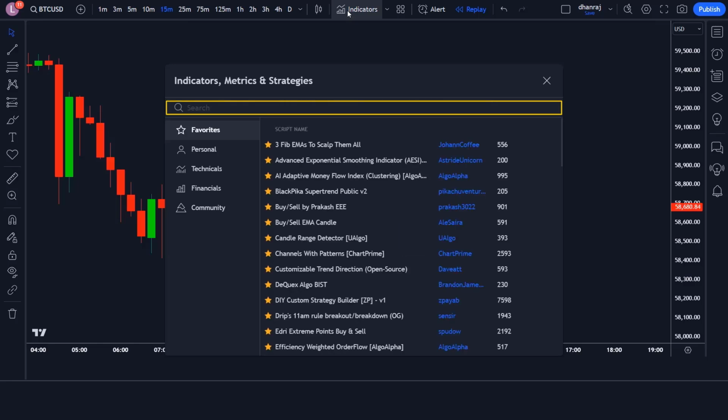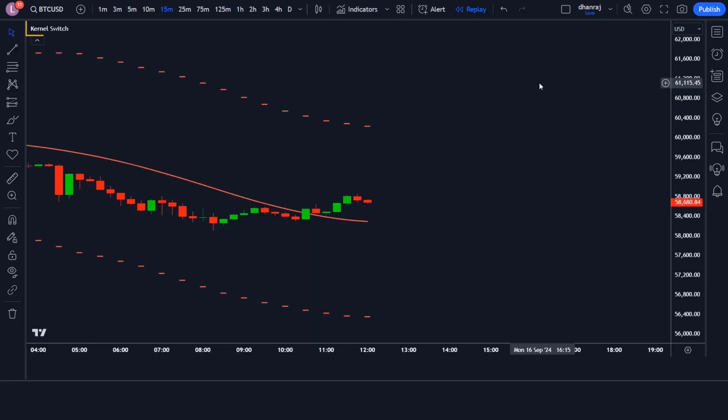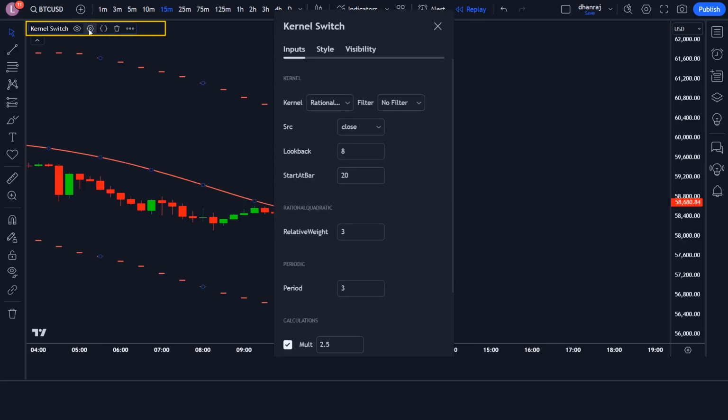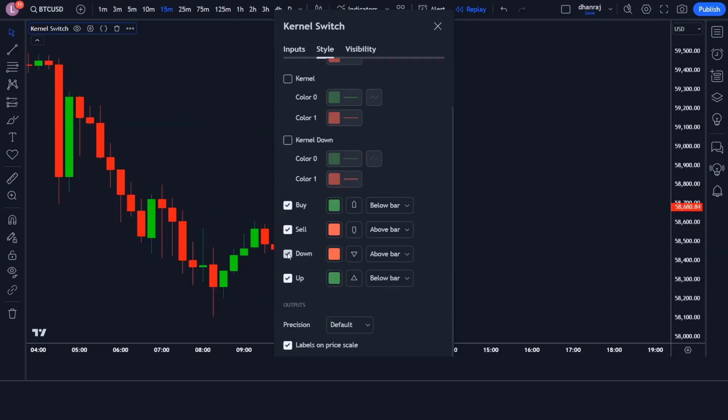First of all, we will search the kernel switch indicator in the search box of TradingView. After that, we have to click on the kernel switch indicator option, in which we have to change some settings. We have to change the lookback option from 8 to 4. We have to change the start at bar option from 20 to 21. We have to change the relative weight option from 3 to 4. We have to change the period option from 3 to 5. We have to keep these options hidden.